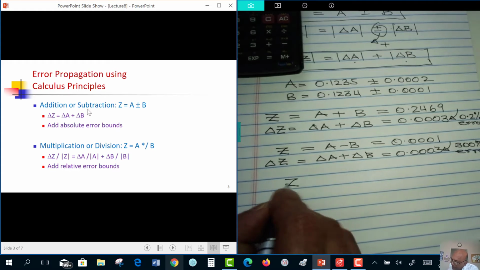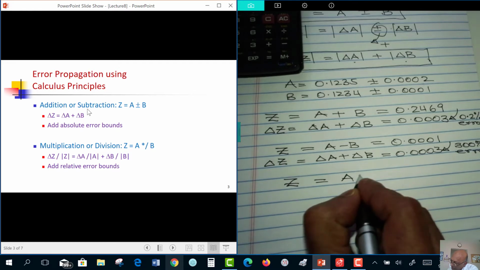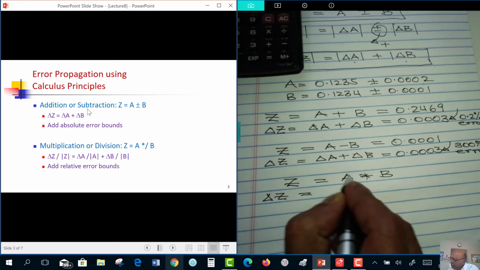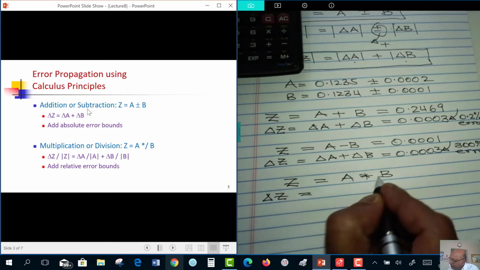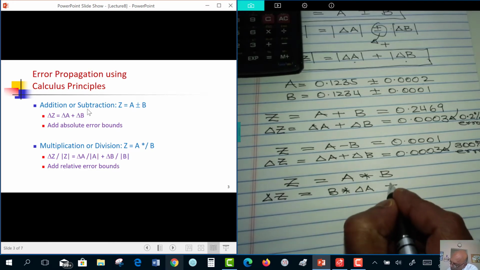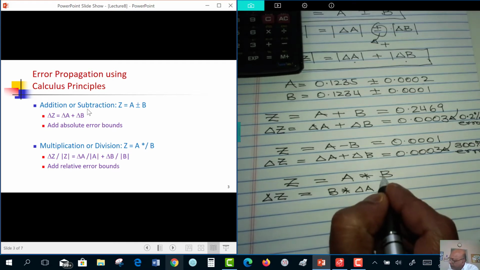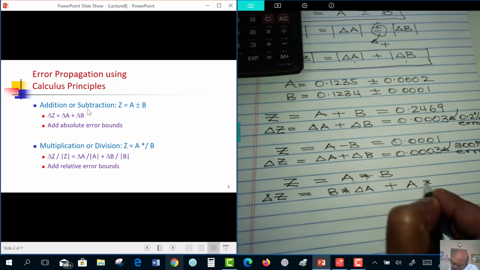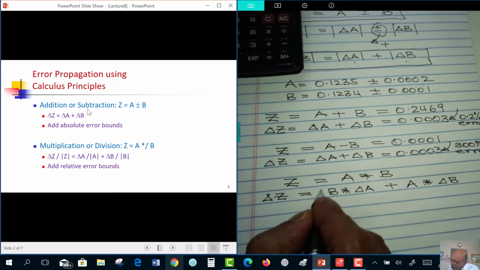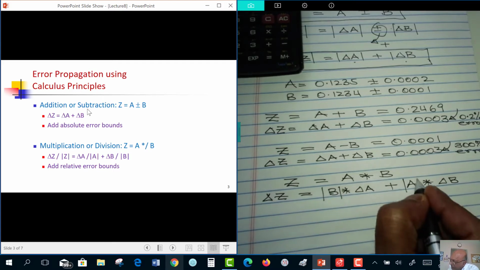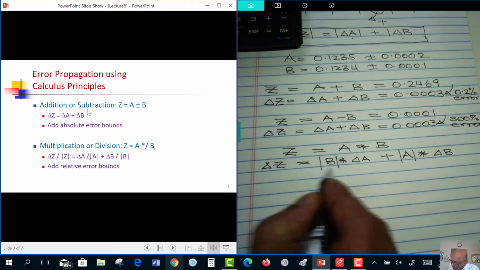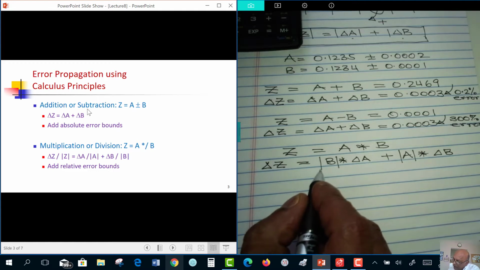Okay. Let's see multiplication. So we take the partial derivative. So we'll first take the derivative with respect to a. So we'll have just b. So we'll write b times delta a. Plus, now we'll take the partial with respect to b. So we'll have a times delta b. Remember always that we are talking about magnitudes. So that's our result.